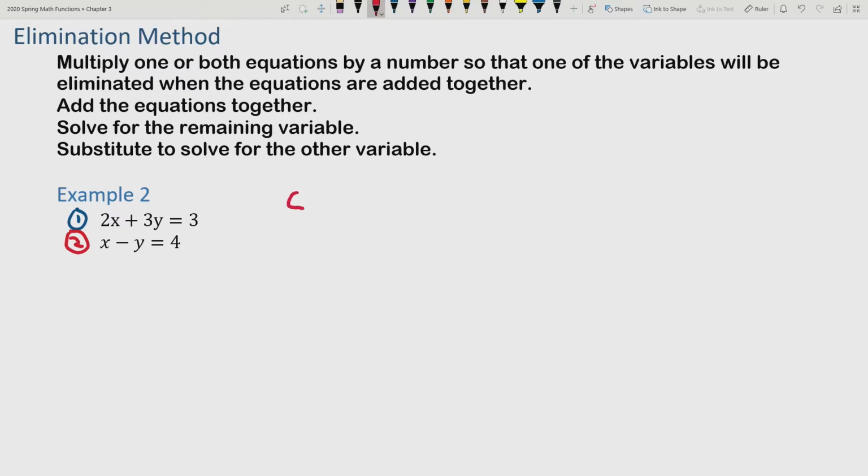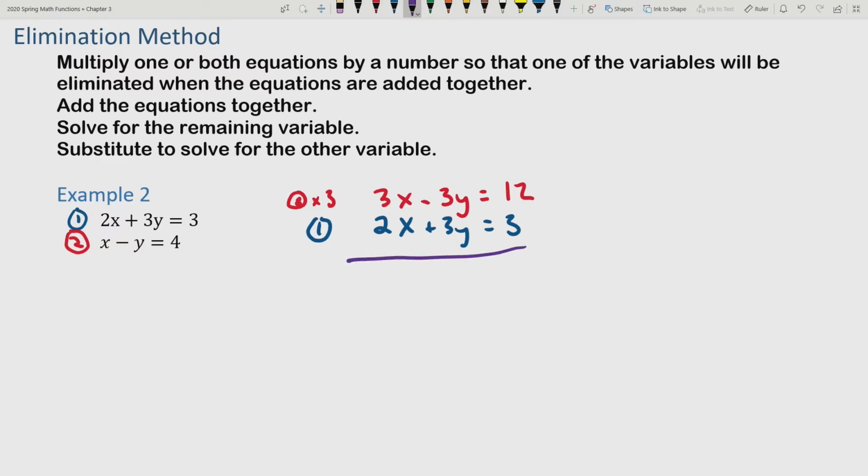So I take equation number 2, and I multiply it by 3. 3 times this side is going to be 3x minus 3y. 3 times this side is going to be 12. I've taken both sides and I've multiplied by 3. I then add this equation to equation 1. So I take equation 1 as it is, 2x plus 3y equals 3, and then I add these two equations.